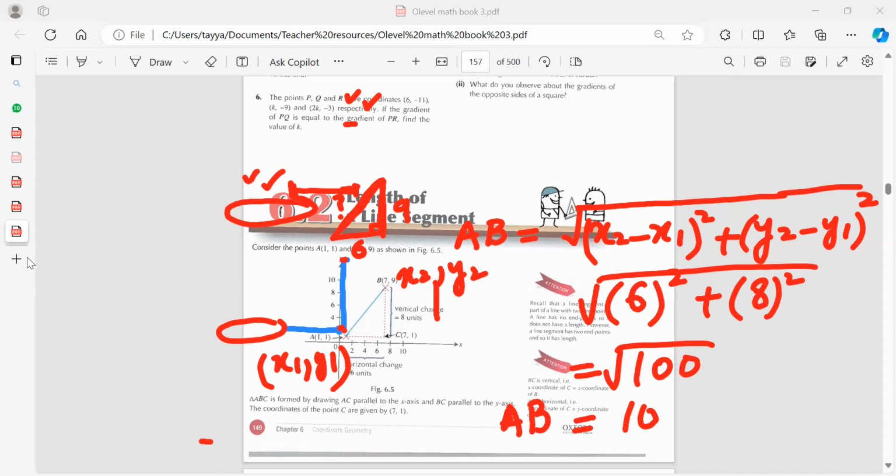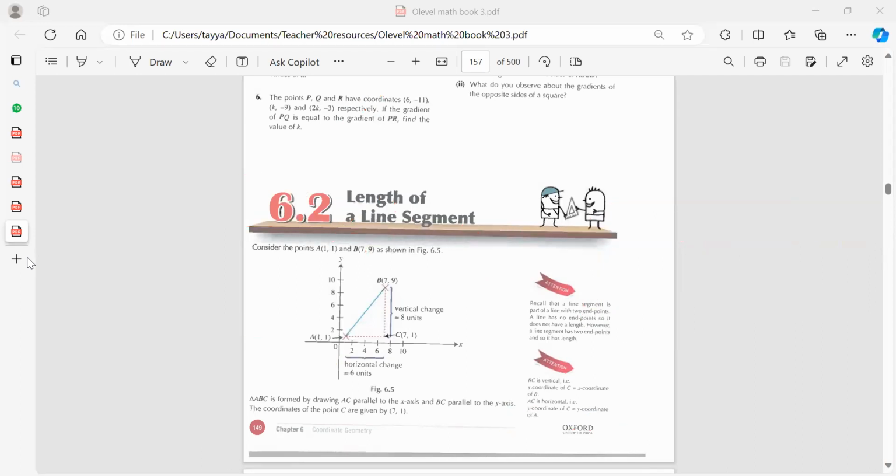Yes, Rumisa, is it clear? Yes, miss. Okay, and now we will move next.